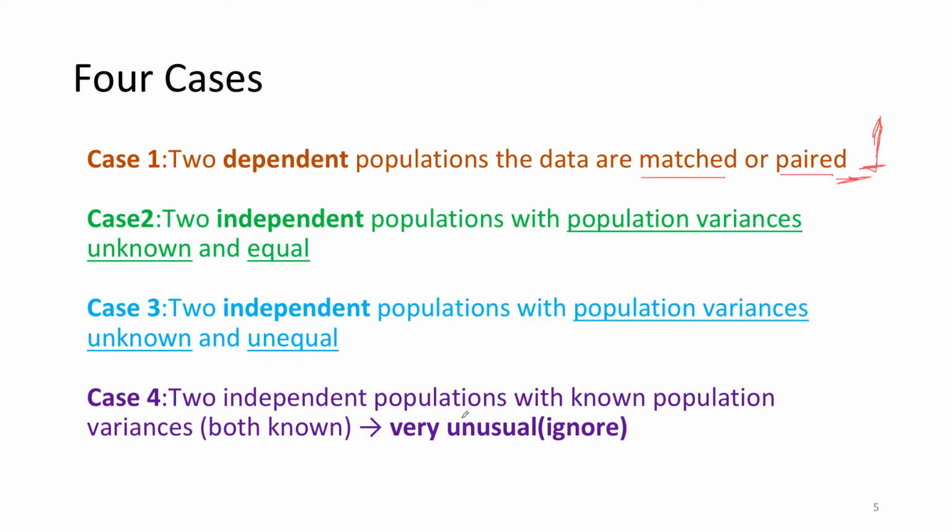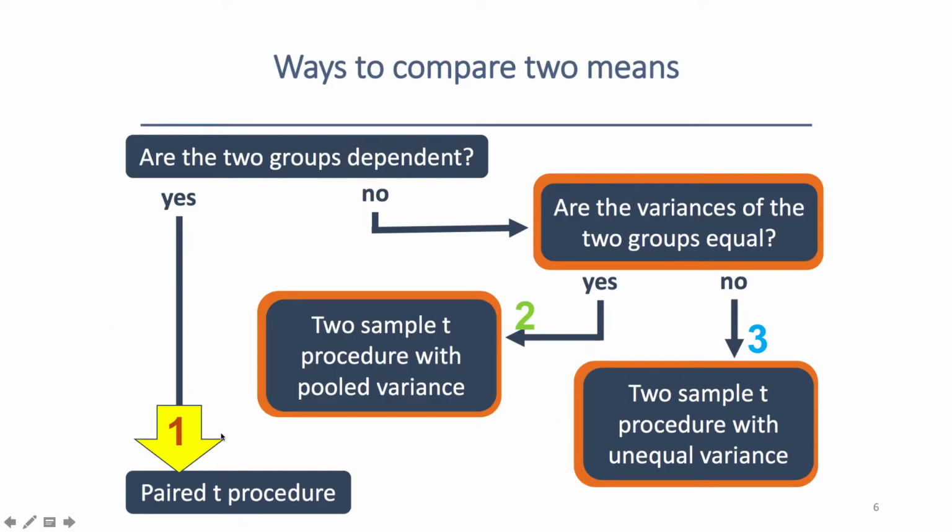What if two independent populations with known population variance, both known? That doesn't really happen. If you know the population variance, you probably know the population mean. You don't need to test anything. That's really, really rare. We're just gonna ignore it. So now, comparing stuff, right? So the population dependent, yes. Oh, okay, if it's yes, it's dependent. This one is one sample test essentially. And okay, we're just gonna go through this one.